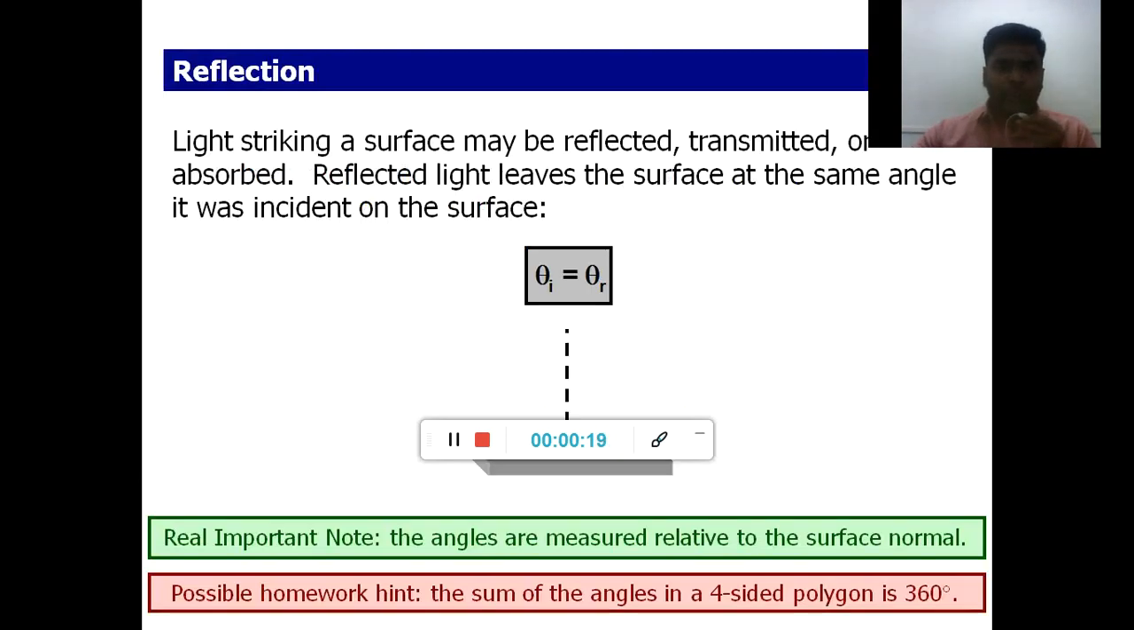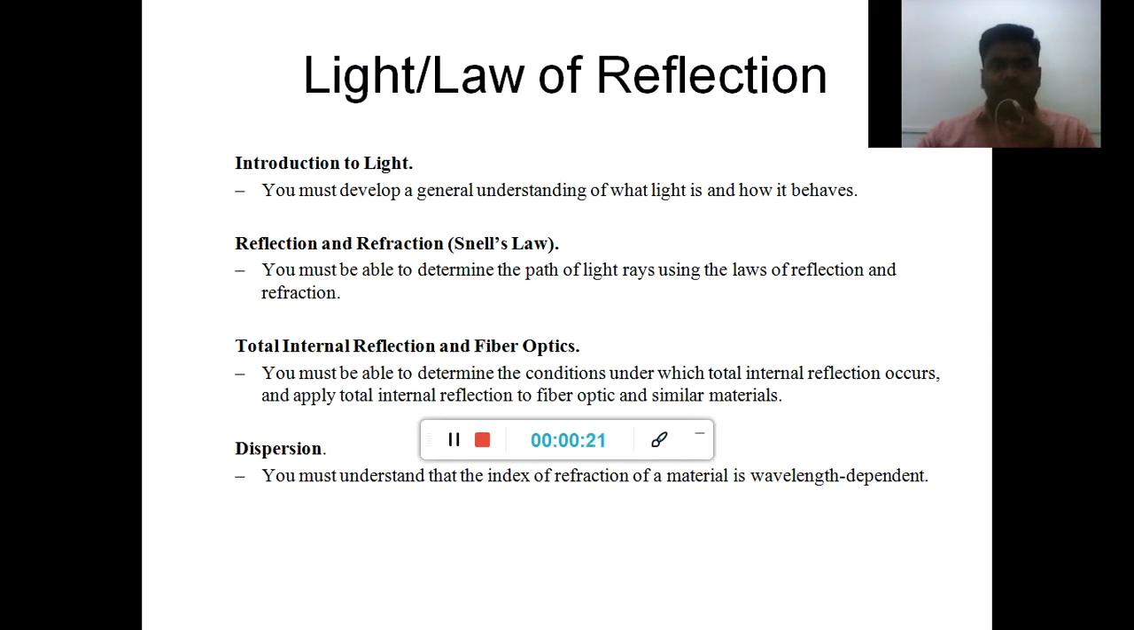Before getting into that, we are going to see an introduction of light. These are the agendas: introduction of light, reflection and refraction, Snell's law, the two laws we have in the path of a light ray, and total internal reflection and optical fiber. In case we are using an optical fiber as a medium, we can see these conditions and the dispersion.